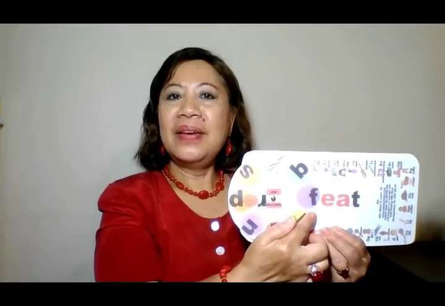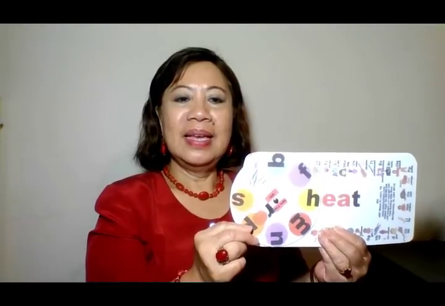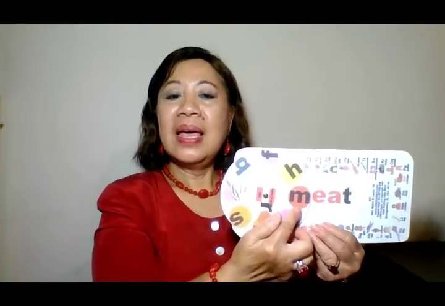This is letter B. B says B, eat, beat. This is letter F. F says eat, feet. This is letter H. H says eat, heat. This is letter M. M says eat, meat. This is letter N. N says eat, neat.